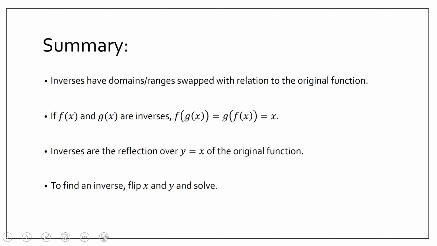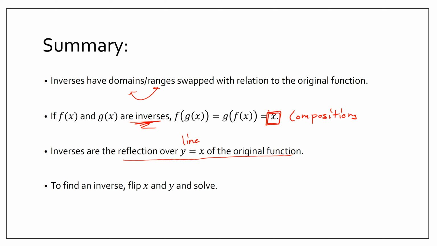So, summary, inverses, they have domains and ranges that are swapped. So the domain of the original function becomes the range of the inverse and vice versa. Next, compositions. When I compose f of g of x or g of f of x, I am left with just x. And that's how I know that f and g are inverses. Inverses are also on a graph a reflection over the line y equals x. So if you see your two functions are reflected over this diagonal line, they are inverses.